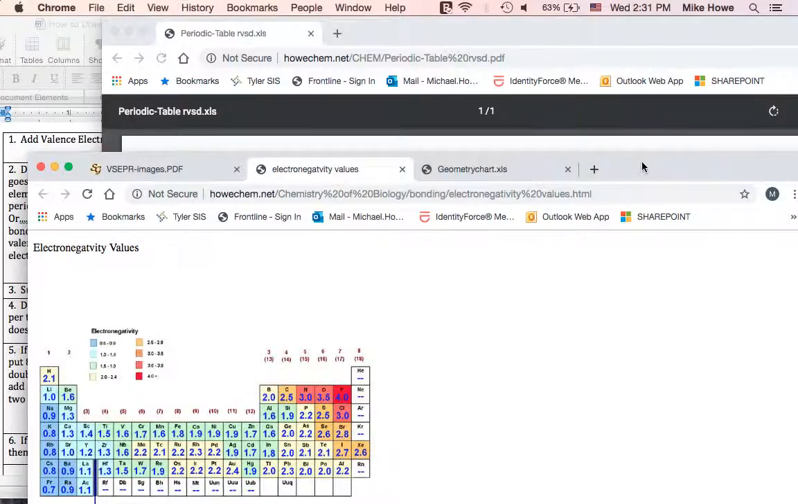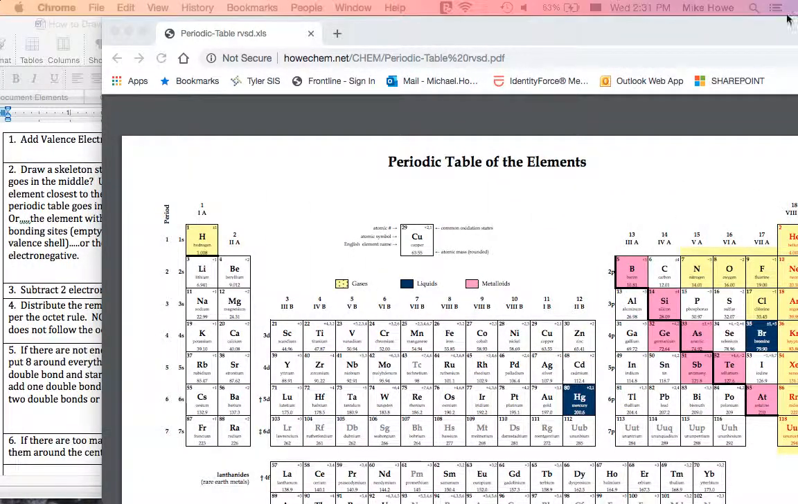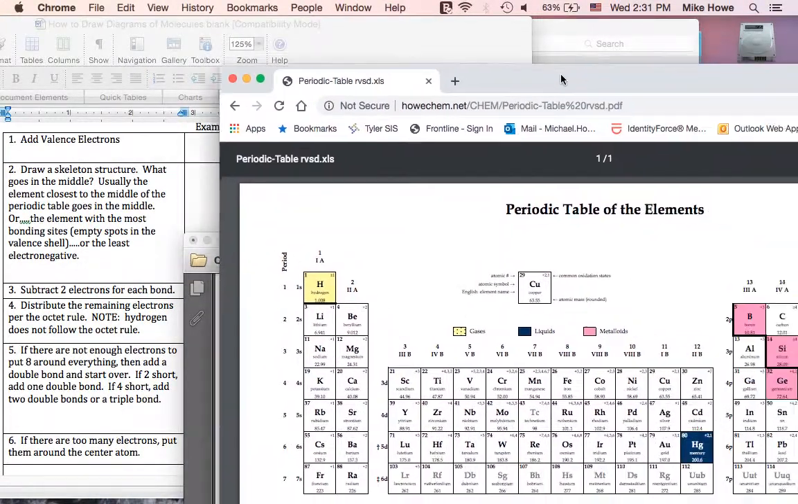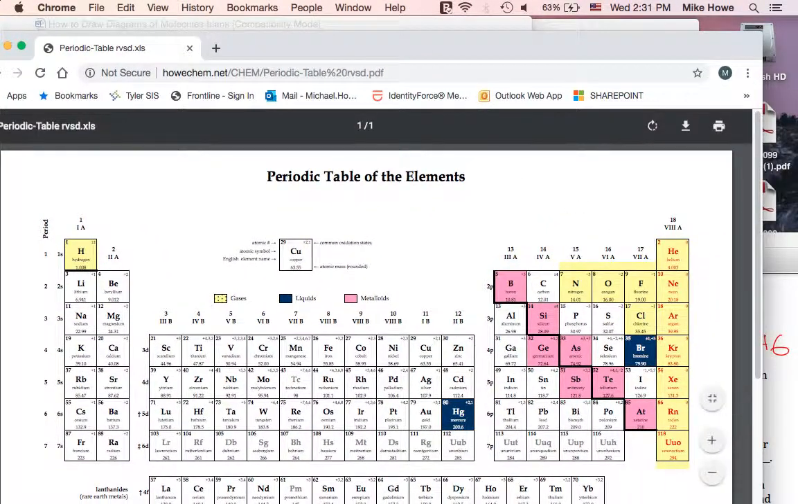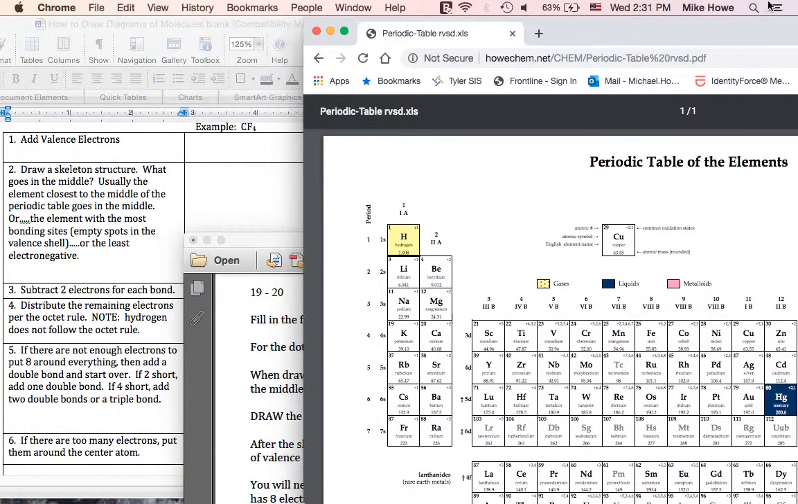So let's pull this out of our way. Pull this out of our way. And maybe I can leave that there. Pull this up. Actually, pull this over. Hang on just a minute. I'm rearranging all my windows.